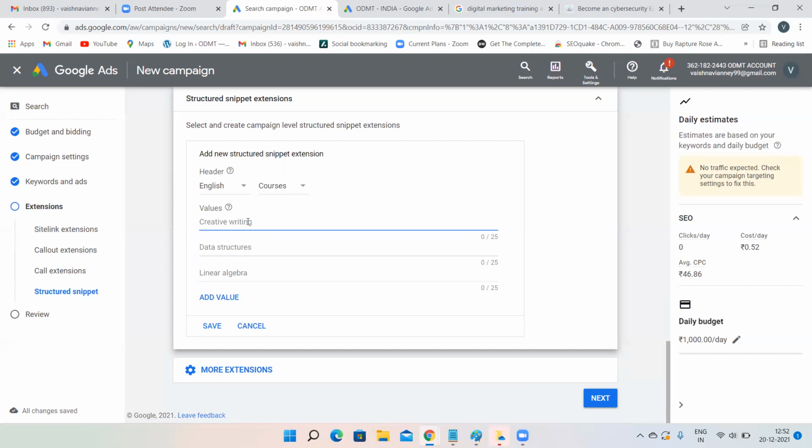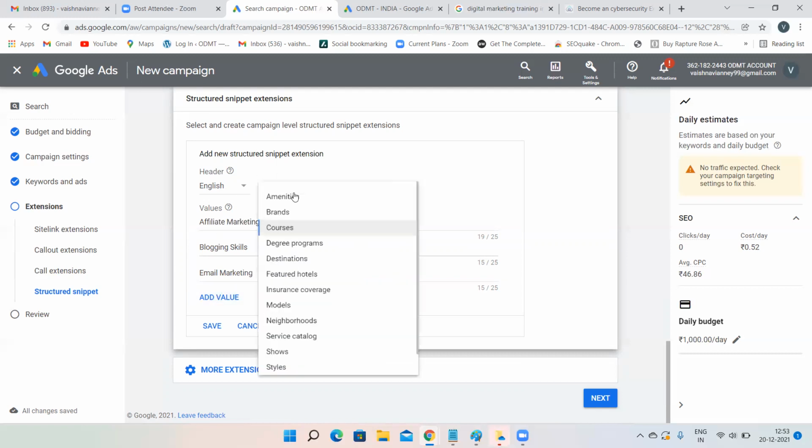structured snippet description. Now here values are there, right? So I'll be providing some affiliate marketing. Then I'll be providing some blogging skills. Then I'm providing some email marketing. If you want to add more, you can just click on add value and you can add more.